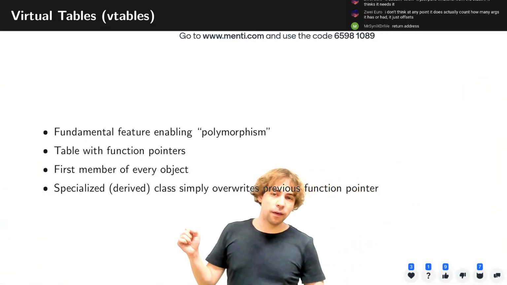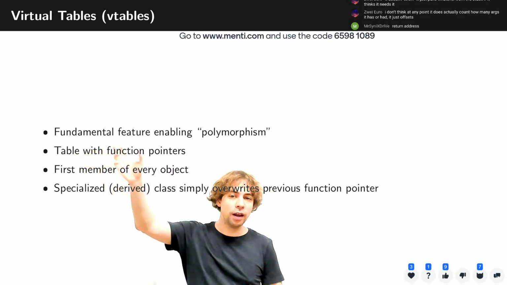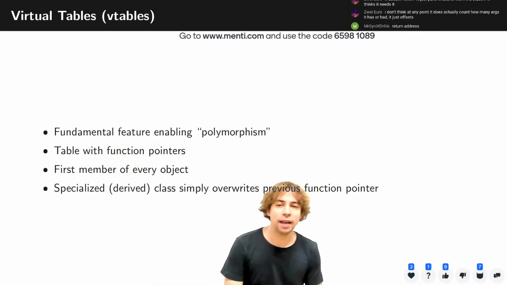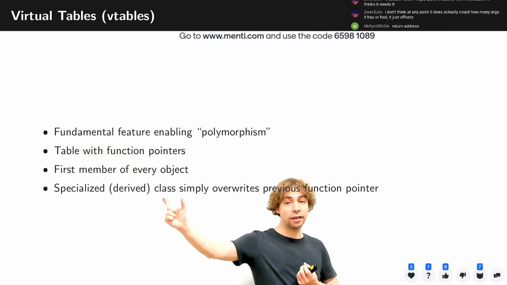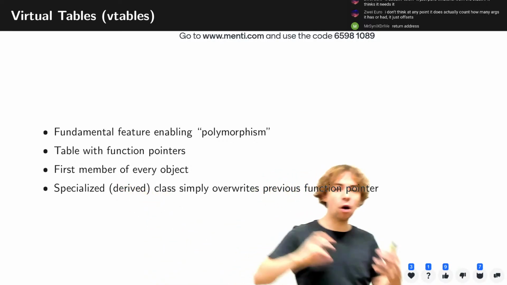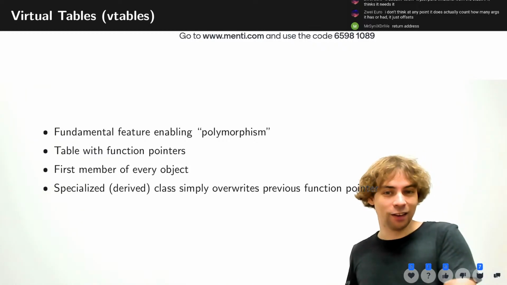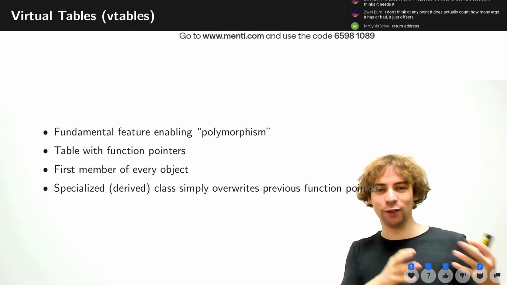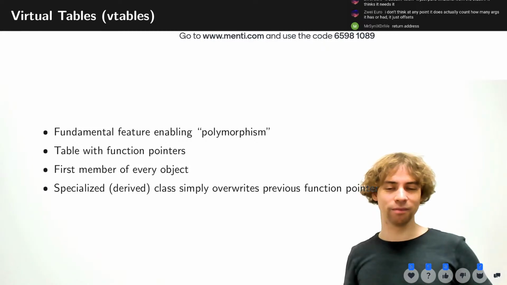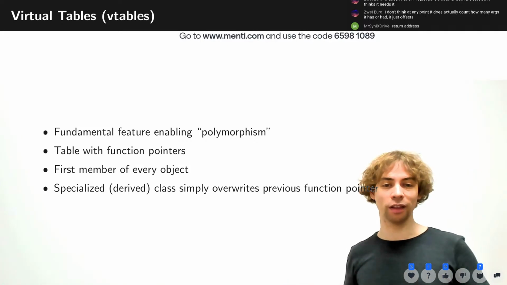Then the idea here is, if you have a table with function pointers, that a specialized class, a derived class, can simply override the previous function pointer, and by that, you know that you have to call another function. Implicitly, you don't even have to look at this up.